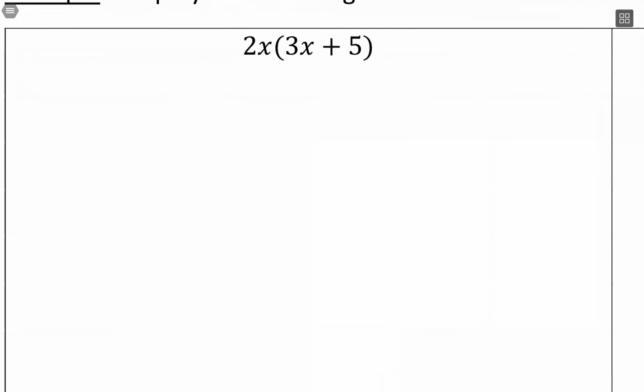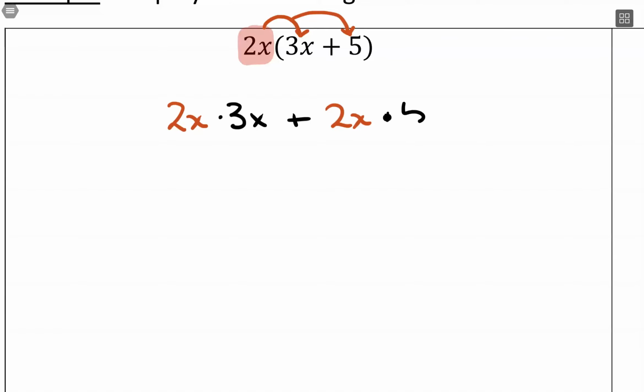Alright, so in this case, we have 2x, and it's multiplying with, in parentheses, this addition. So this is where we're going to distribute 2x in. So what this comes down to is taking 2x times that first term of 3x, plus that 2x times 5. So 2 times 3 is 6, x times x is x squared, plus 2 times 5 is 10, x. And then we'll leave it like that.